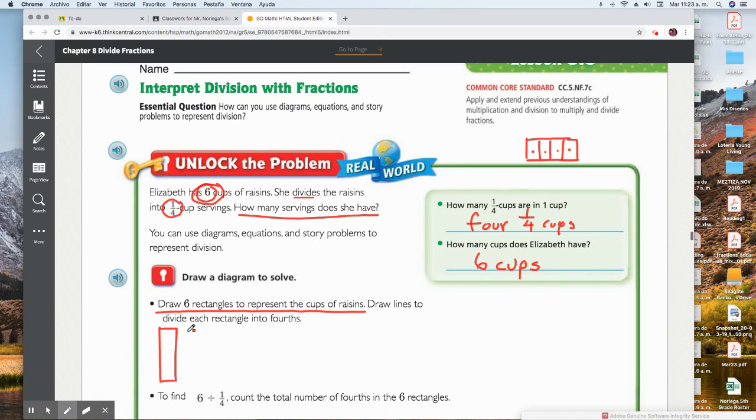In this case, I'm going to draw them vertically to save space. So as I draw this, go ahead and draw it in your book, please. 4, 5, and 6. Okay, and then it says to draw lines to divide each rectangle into 4. So we're going to divide each rectangle into 4 pieces. Cut it in half, and then each half cut in half again to have 4 pieces. Do the same thing with all of the rectangles.